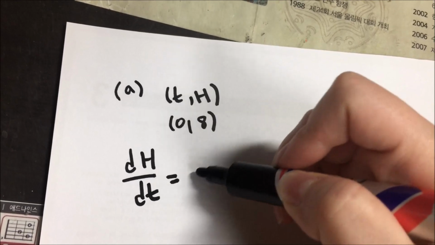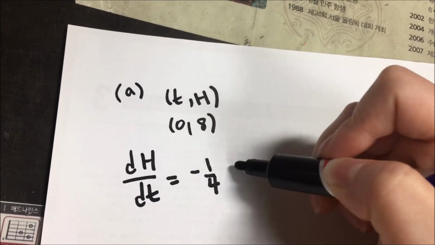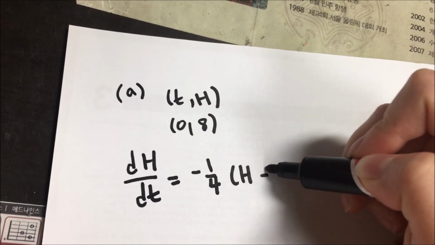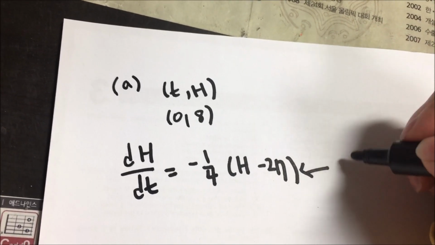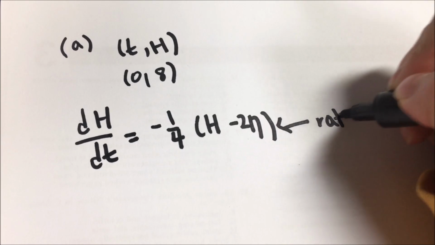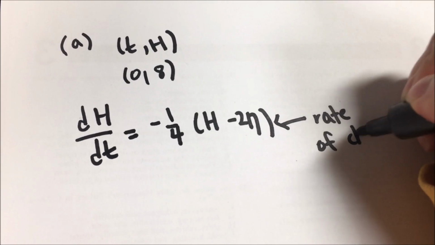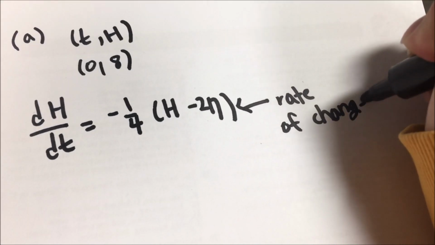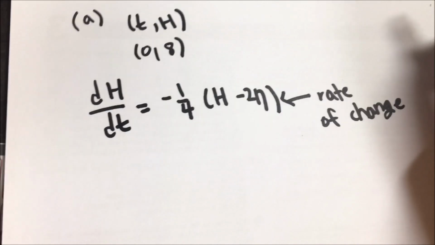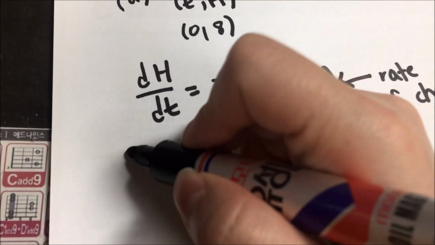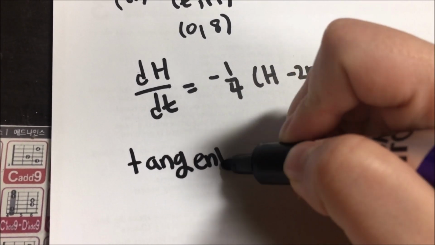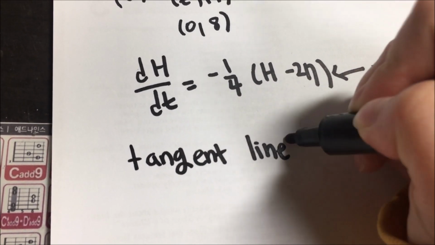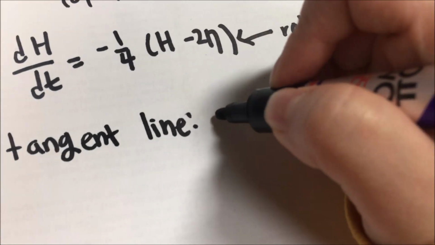Part A says write an equation for the line tangent to the graph of h at t equals 0. Use this equation to approximate the internal temperature of the potato. First, we can see there's a point, which is t and h, that is 0, 91. dh over dt is the rate of change, and the problem states to find the tangent line. That means we need to use this equation.